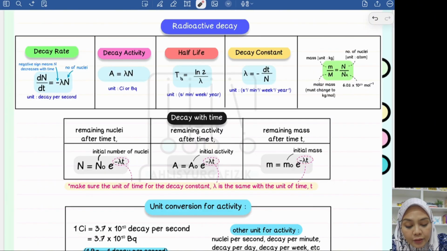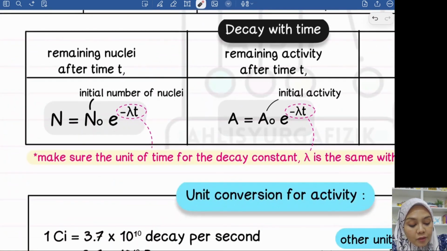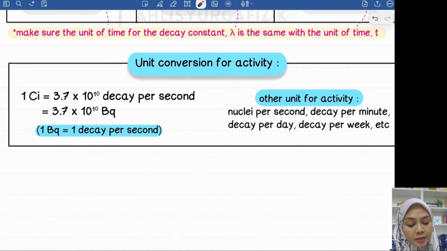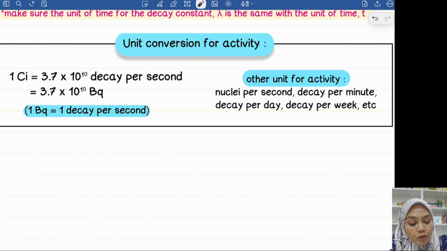In the decay activity equation, I've mentioned Curie or becquerel. So let's see what's the difference between Curie and becquerel. This is the unit conversion for activity that I've mentioned just now. 1 Curie equals 3.7 times 10 to the power of 10 decays per second, or equals 3.7 times 10 to the power of 10 becquerel. So 1 becquerel equals 1 decay per second. Other units you can use for activity are nuclei per second, or decay per minute, or decay per day, or decay per week, and so on and so forth. So it depends on the question.